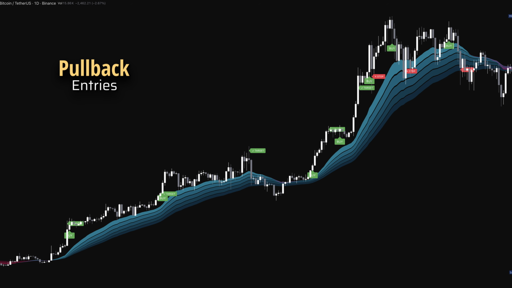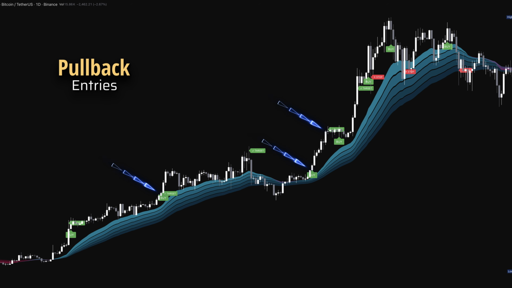In established trends, the ribbon maintains alignment while price pulls back to the upper or lower layers. Signals that fire as price bounces off the ribbon represent high-probability trend continuation entries.